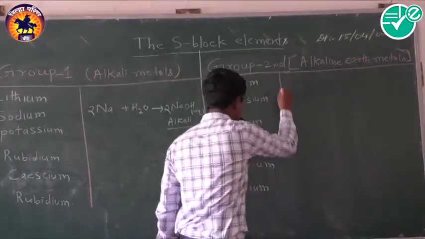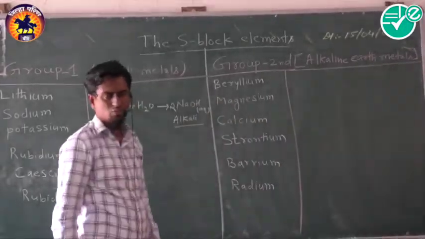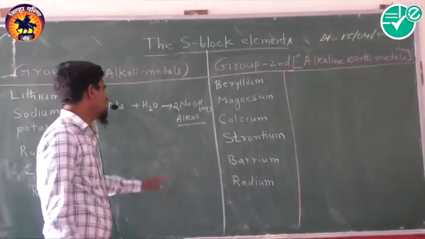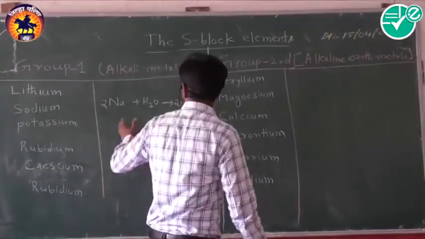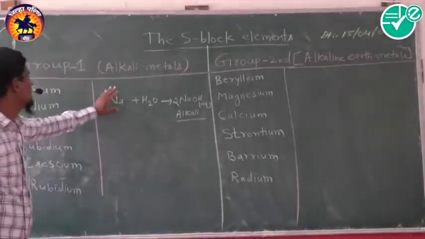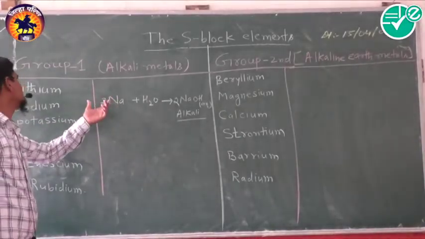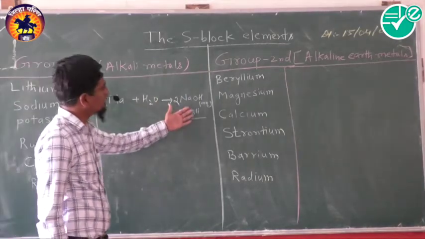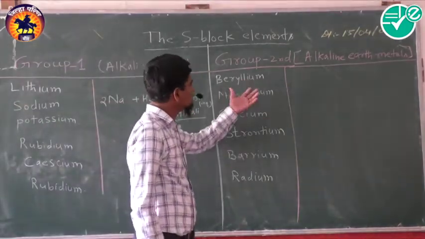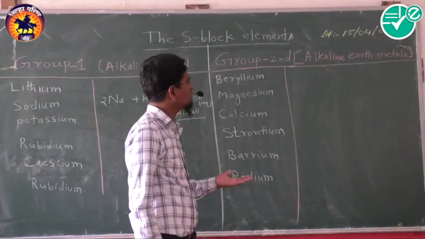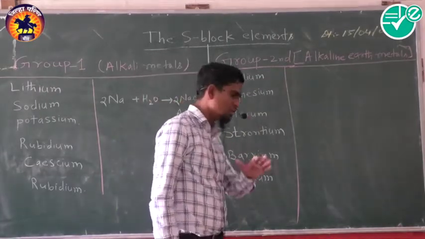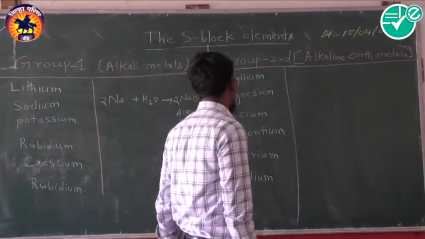These are called alkaline earth metals. Why are these called alkaline earth metals? As you know, the first metal of this group combines with water and forms hydroxide. In the same fashion, the second group elements also react with water and form hydroxide, but the reactivity is so small as compared to alkali metals.